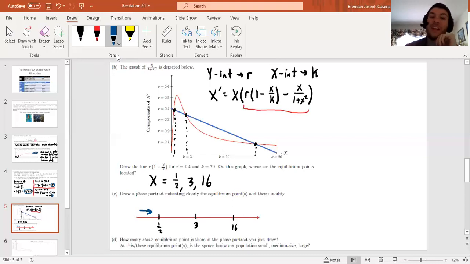From 1/2 to 3, the curve is actually larger than the line. So this x divided by 1 plus x squared is going to be bigger than r times 1 minus x over k. That means x prime is going to be negative, and we're going to be moving to the left. From 3 to 16, it's like the first case. The line is bigger than the curve, so we're going to be moving to the right. And then anything bigger than 16, the curve is bigger than the line, and so we're going to be moving to the left.